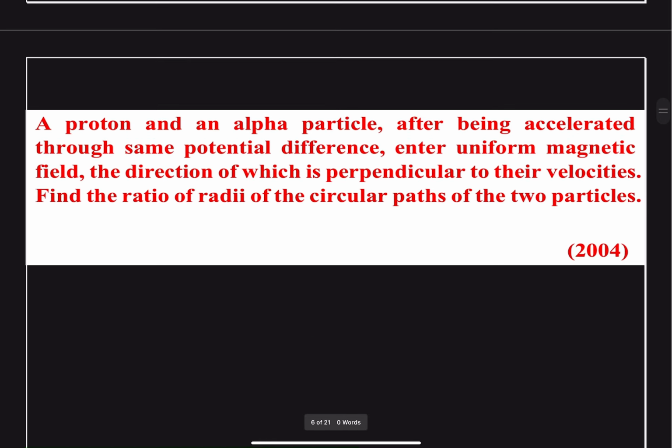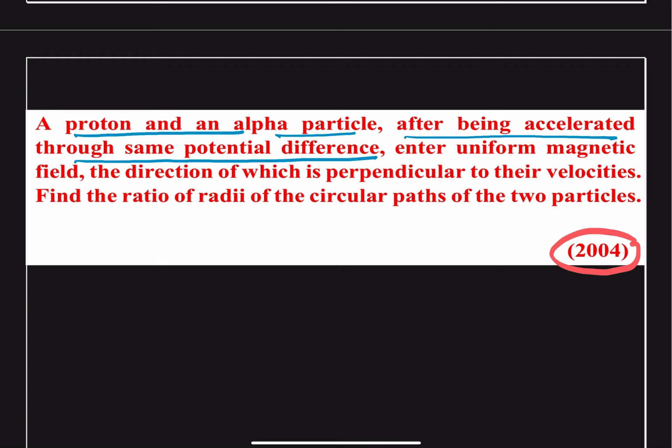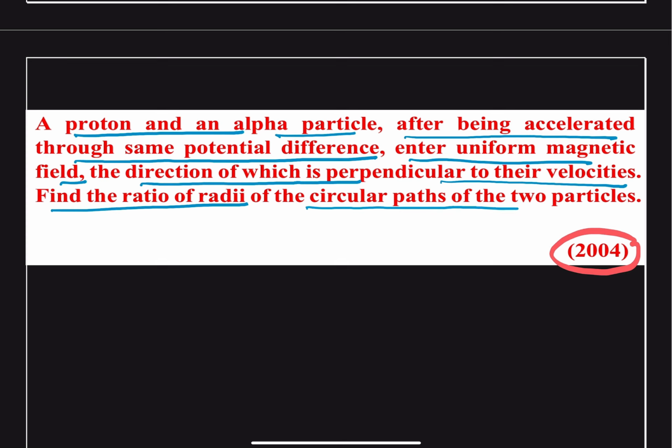Now we come to the next question. It was also asked in the year 2004, and it states that a proton and an alpha particle, after being accelerated through the same potential difference, enter a uniform magnetic field, the direction of which is perpendicular to their velocities. Find the ratio of radii of circular paths of the two particles.